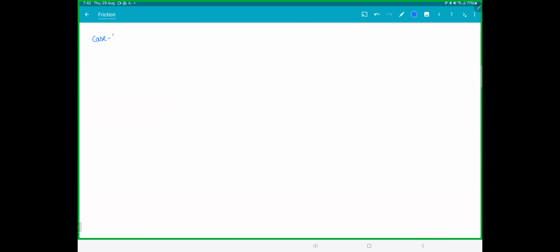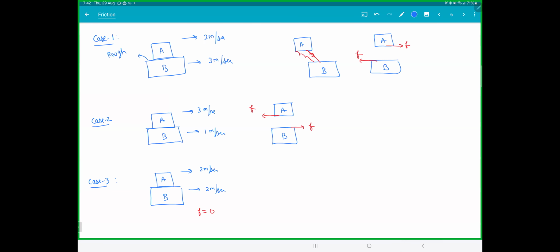Case 4. Sir, can you show the third case? Okay, sir. Same velocity, so there's no friction.